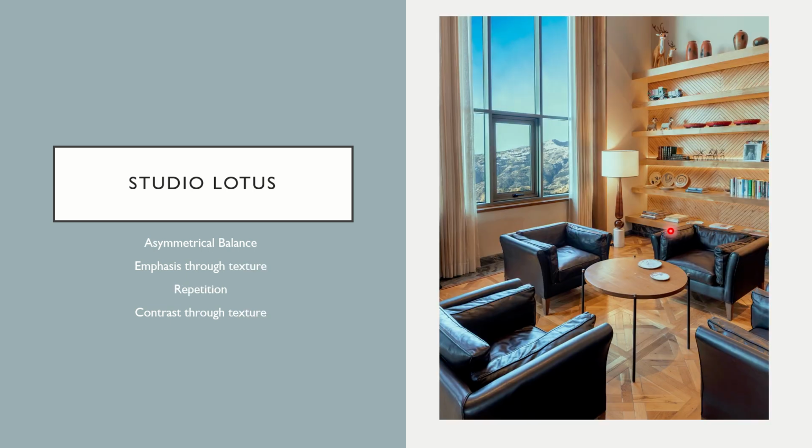Here in the picture, I can find the asymmetrical balance. From here, I can see the emphasis through texture on the wall. I can see the texture on the floor and the wall as well. We can see the repetition here, and we can see the repetition in the sitting as well.